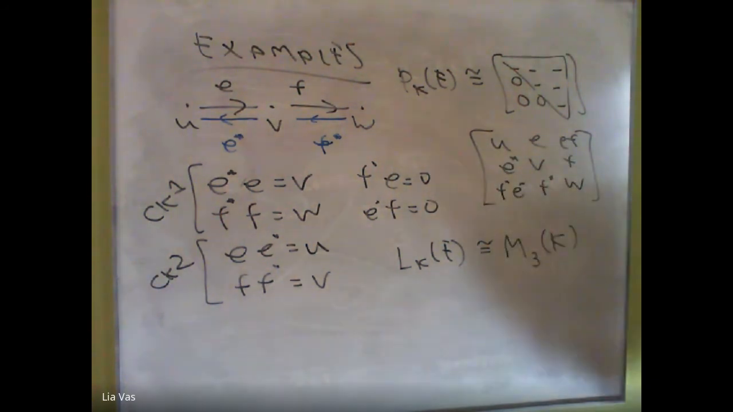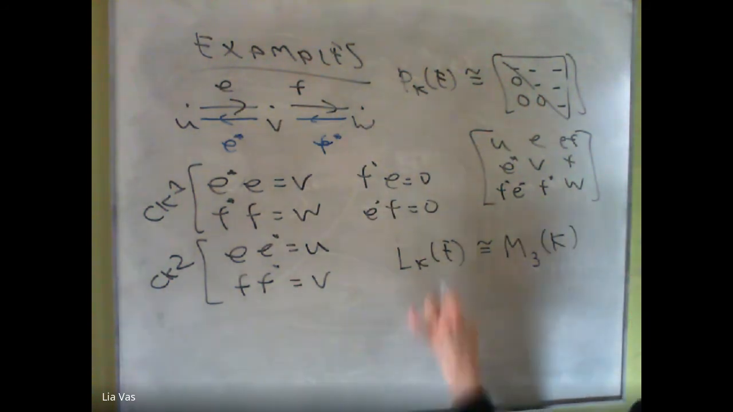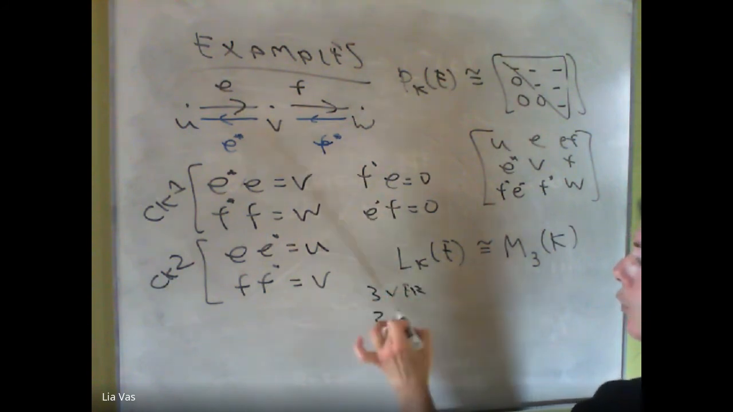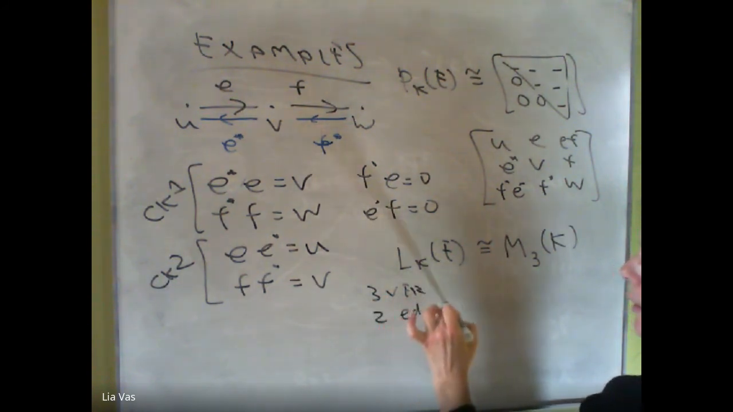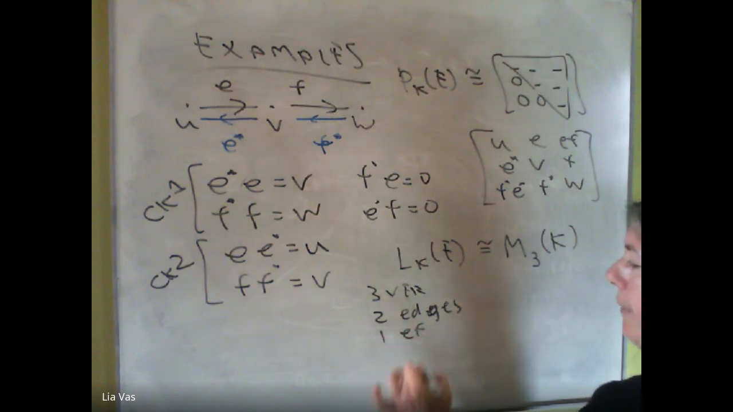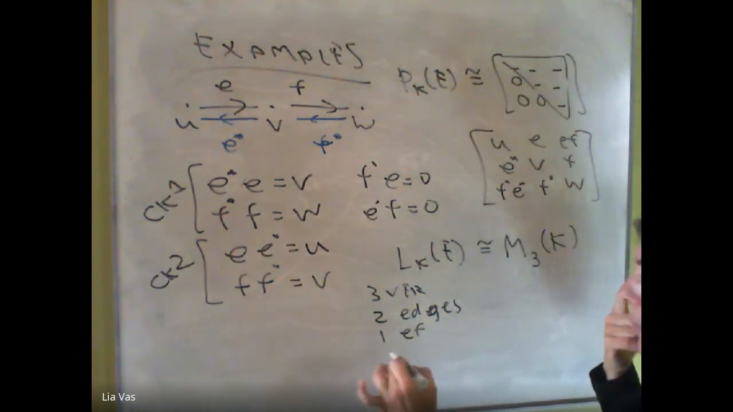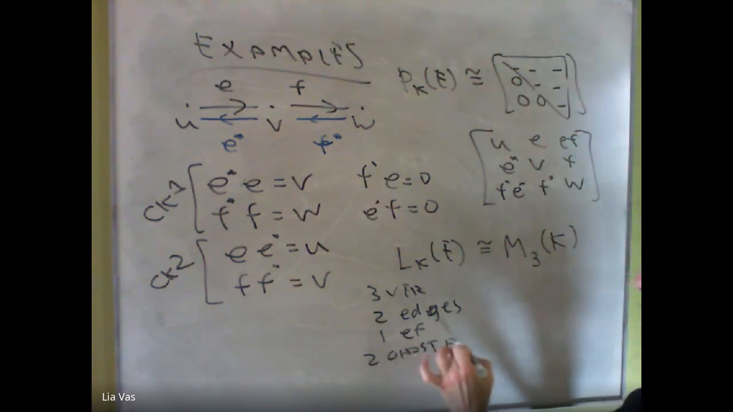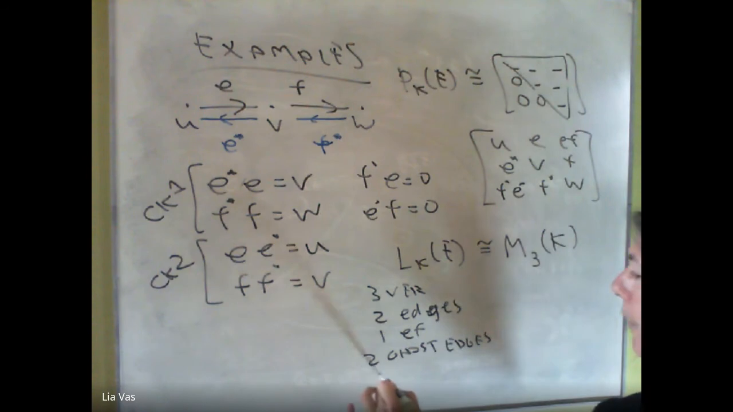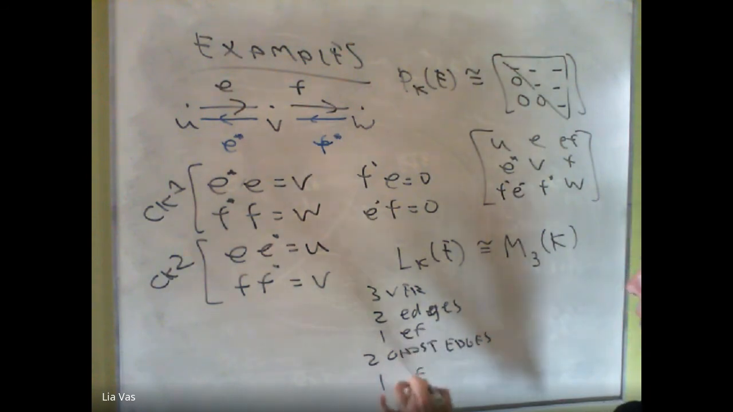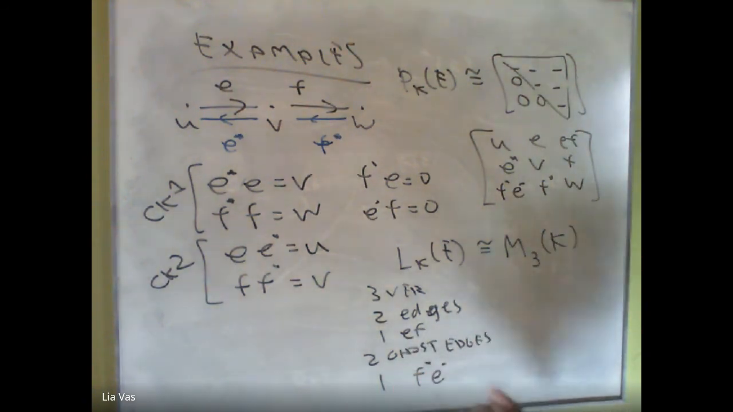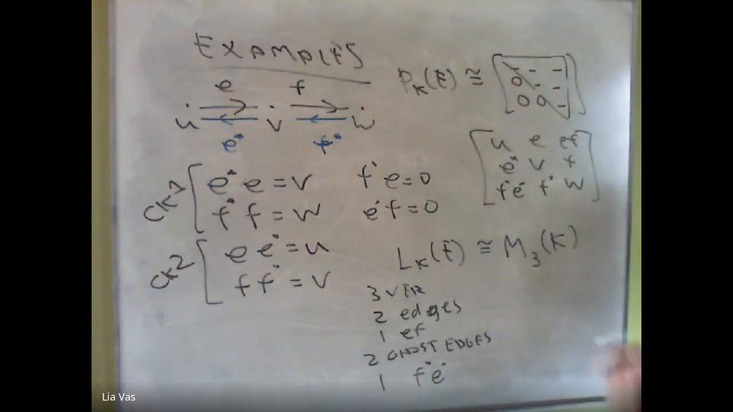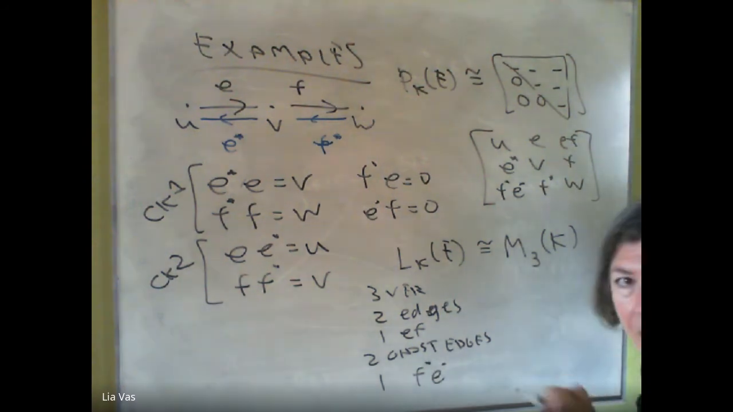So again, what do I mean by this? That means that all these basis elements that I have, right? I have 3 vertices and 2 edges and 1 EF, right? And what else do I have now? I have 2 ghost edges, and I have 1 EF star, which is F star E star. So I have 9 of them together. They exactly correspond to these standard matrix units.